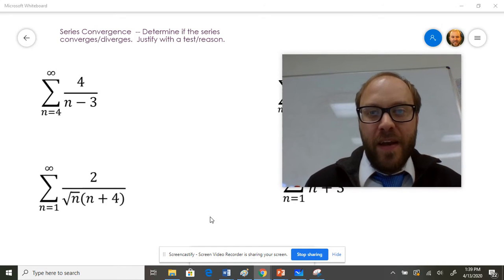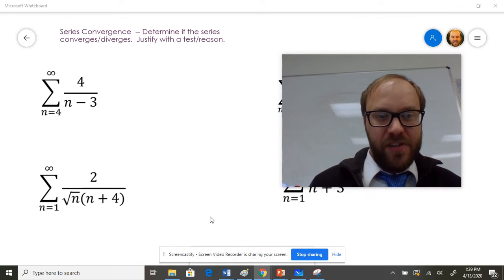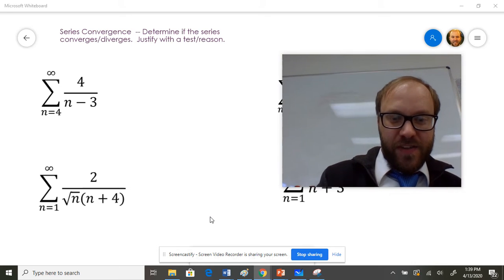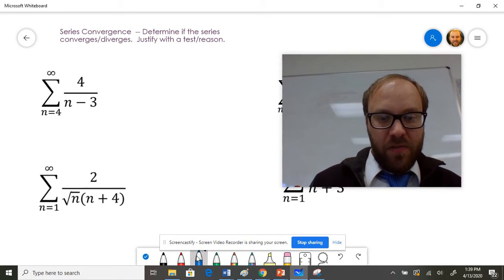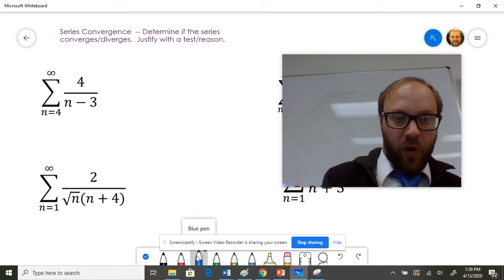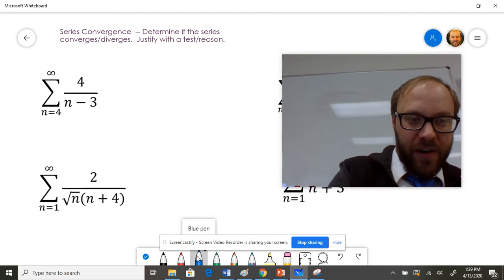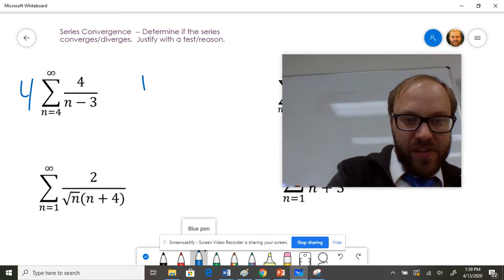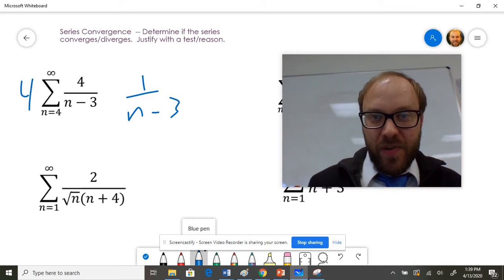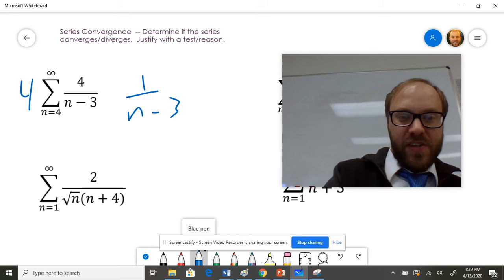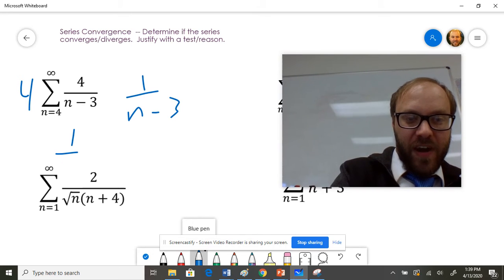Here we go. Got a couple more example series convergence questions. Let's start out with this one at the top. So first of all, I'm going to factor out this 4. If I factor out a 4 here, that's going to give me the series 1 over n minus 3 multiplied by 4. But whatever 1 over n minus 3 does is going to do the same thing if it's multiplied by 4. Notice that we can compare that to 1 over n.